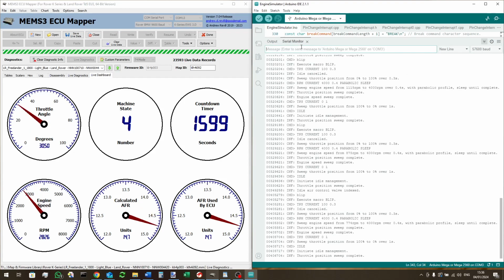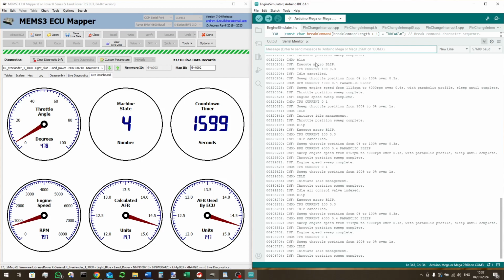So we blip the throttle. You saw the engine speed and the throttle angle change there, but also the machine state has gone to 4. 4 is where it sits when it started the process, but it's not actually timing because the engine speed doesn't fall into the range that it's blocking. So you can see the countdown time has been set to 1,600 seconds.